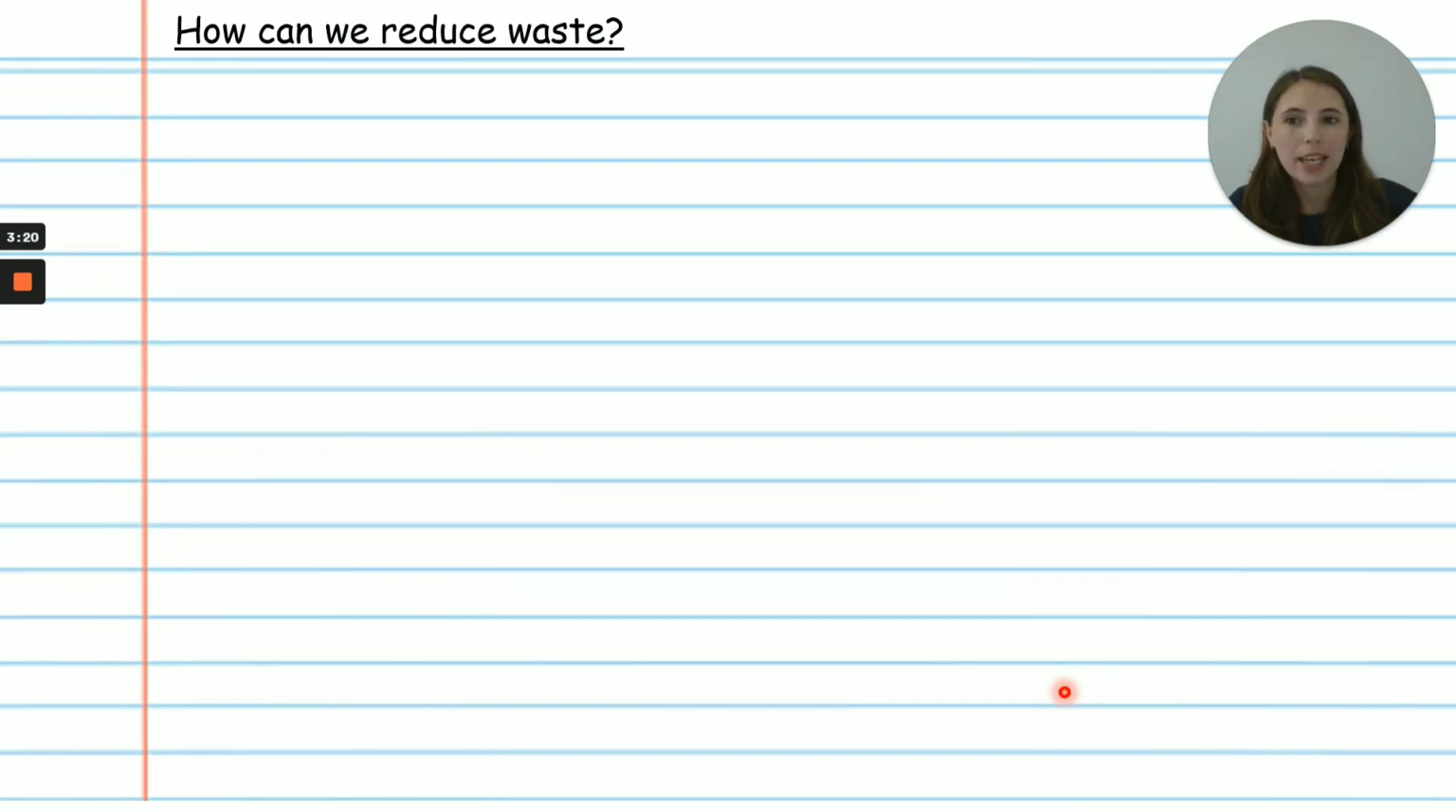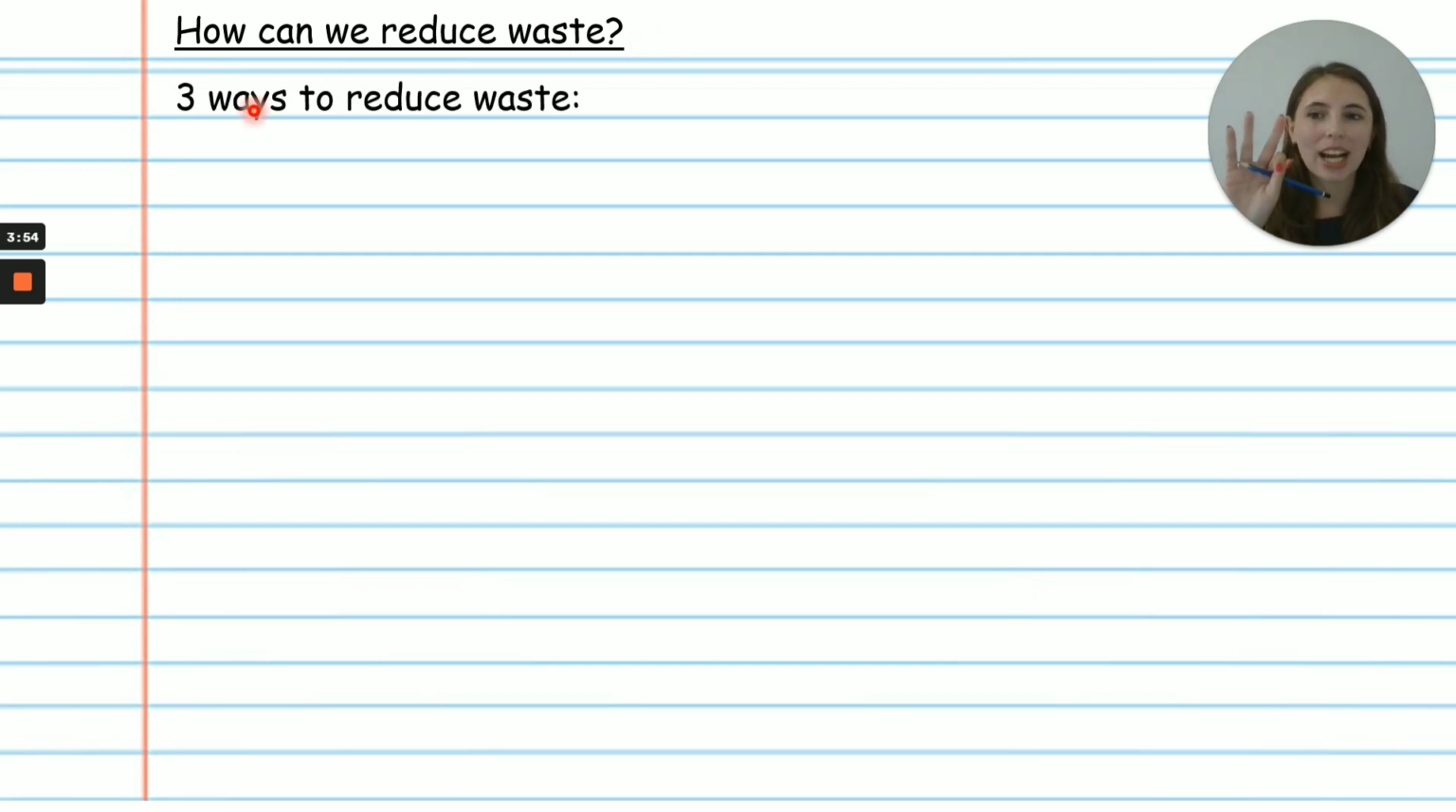On this piece of paper, we write, how can we reduce waste? So after you write this sentence, please take your ruler and draw a line underneath this sentence. And then draw a line. So there are 3 ways in which we can reduce waste. So write down 3 ways to reduce waste.